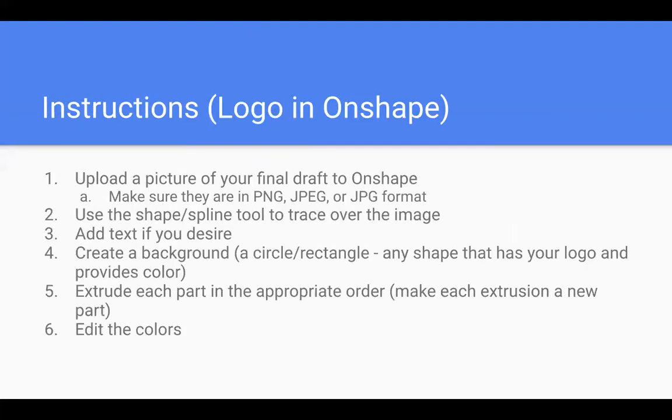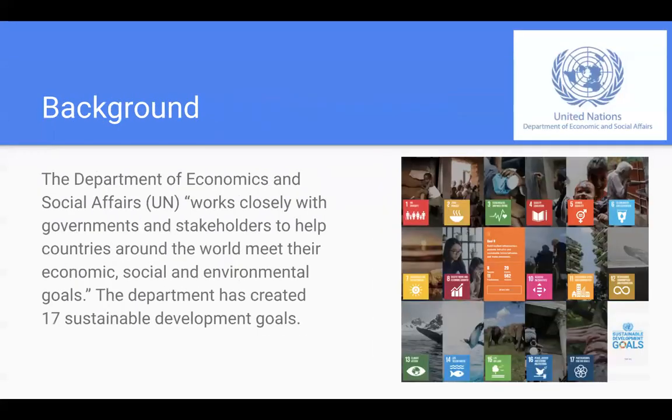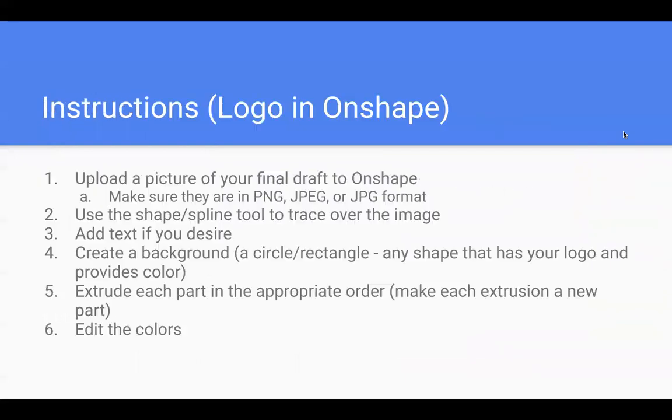So then you can take a picture of your final and upload it to Onshape, right? If you watch my McDonald's and Spotify videos, they show you how to trace images. That's essentially all I'm explaining over here. It's just really simple. Upload a picture, use the spline tool, and add your text, like for example, the UN, how it adds United Nations Department of Economic and Social Affairs. You can add something like that.